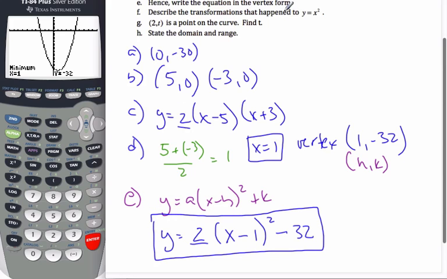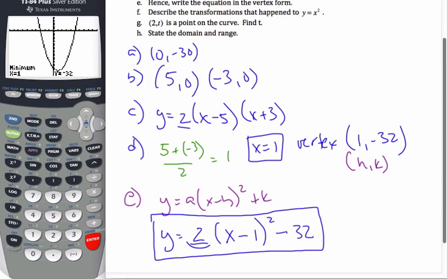If I want to describe the transformations that happened to it, well, there's three things that have happened. This original parabola that would be x squared was shifted over to the right one horizontally, and a vertical translation down 32. And it had a vertical stretch by a factor of 2. That is what this says. So the vertex tells us the translations. The a value tells us our vertical stretch.